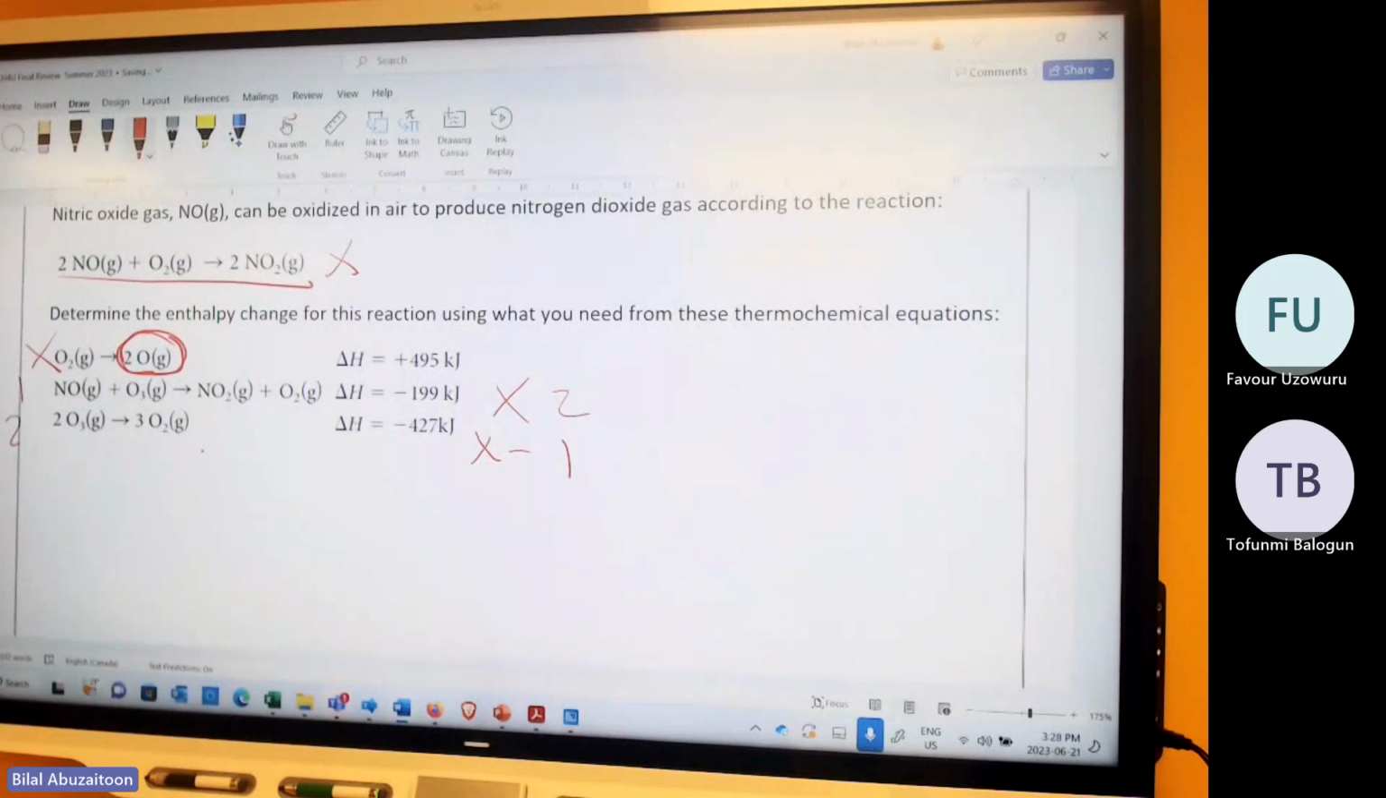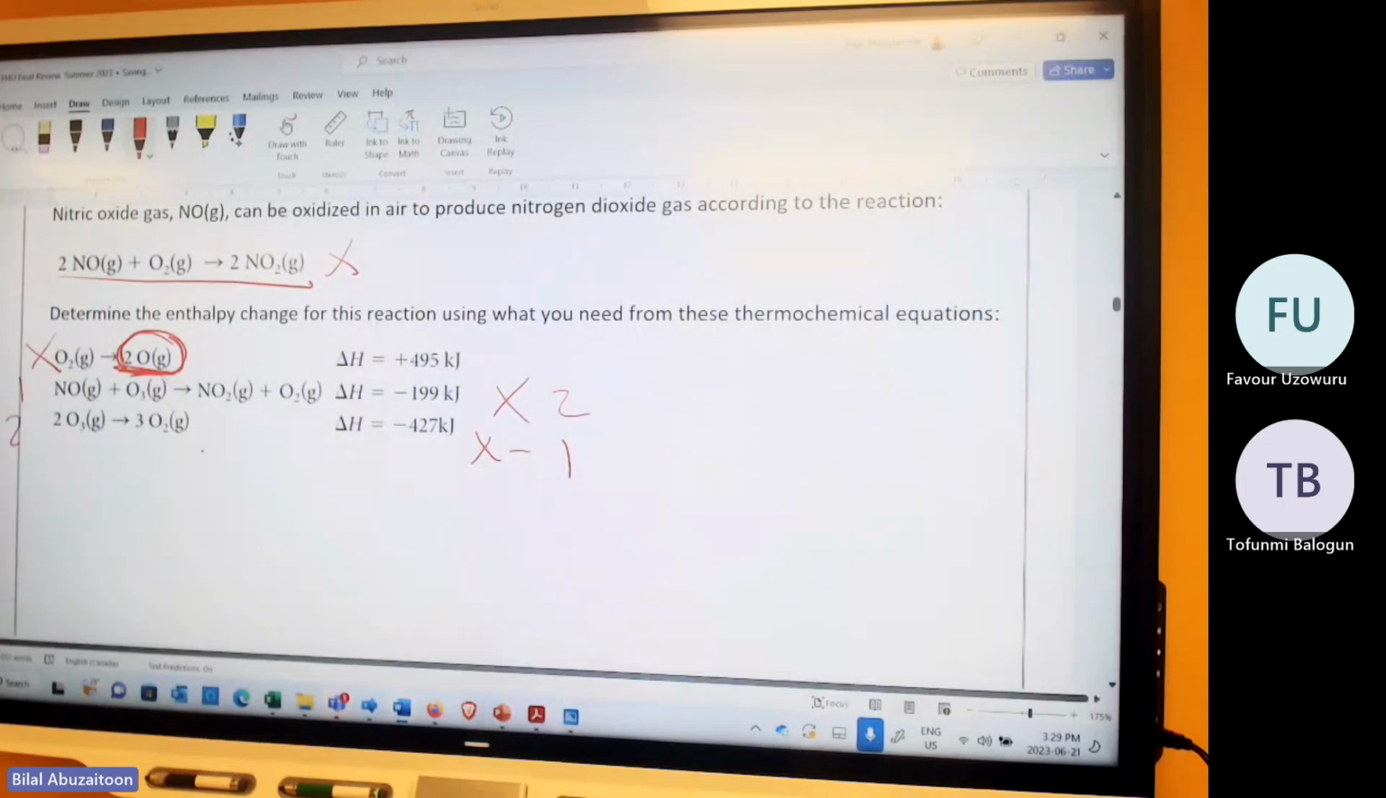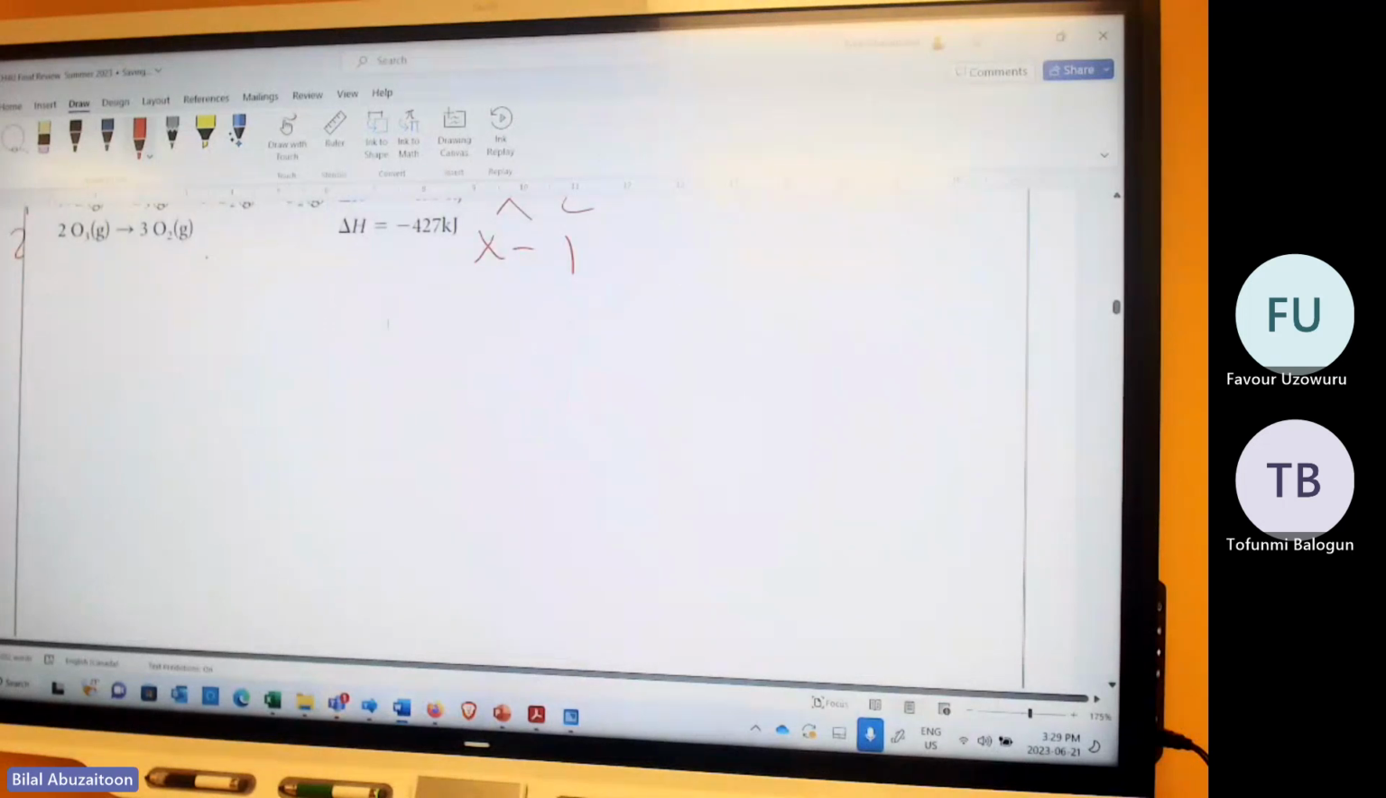I have a question. Can you use that O to cancel O3? No. O is O, O2 is O2, O3 is O3. These are different things. Lone O means just atomic O, not O2, not O3. Okay? Done? Next.